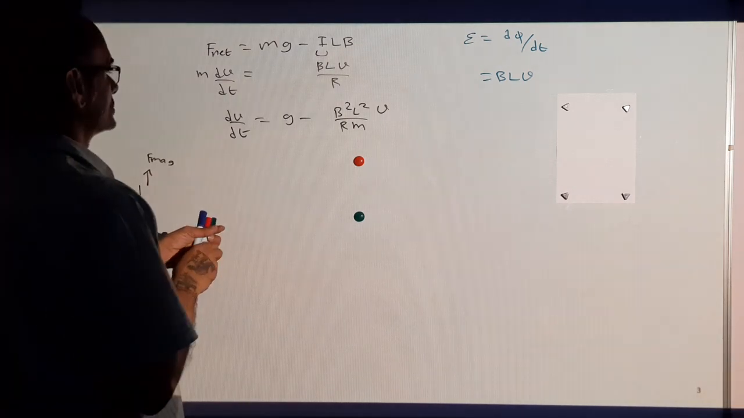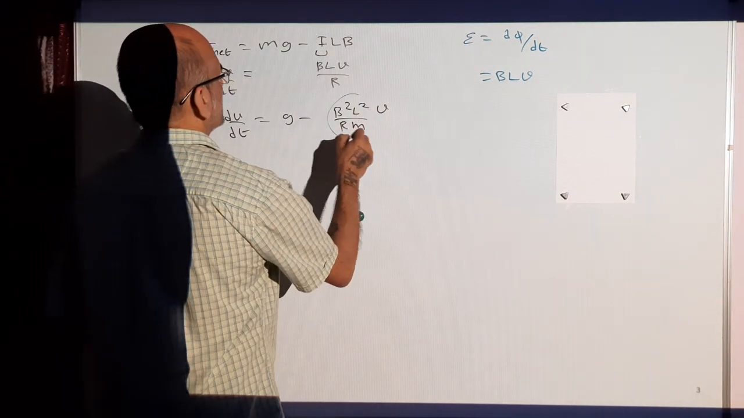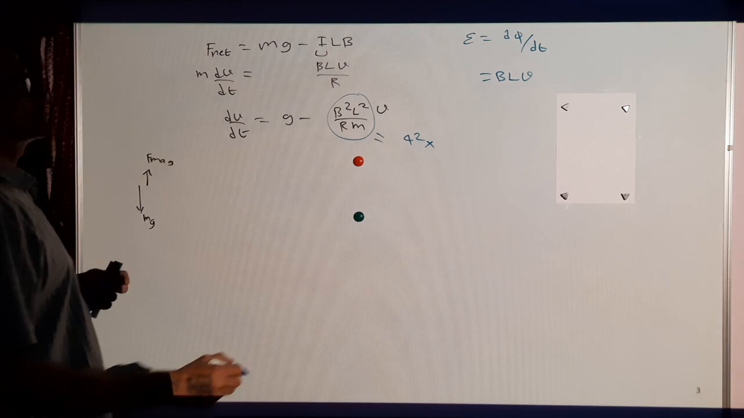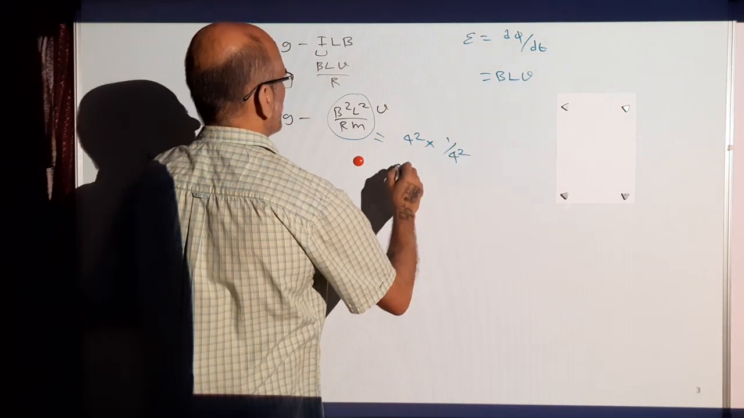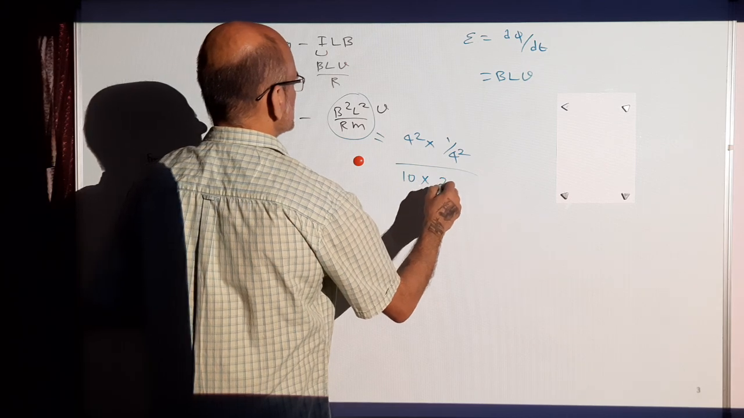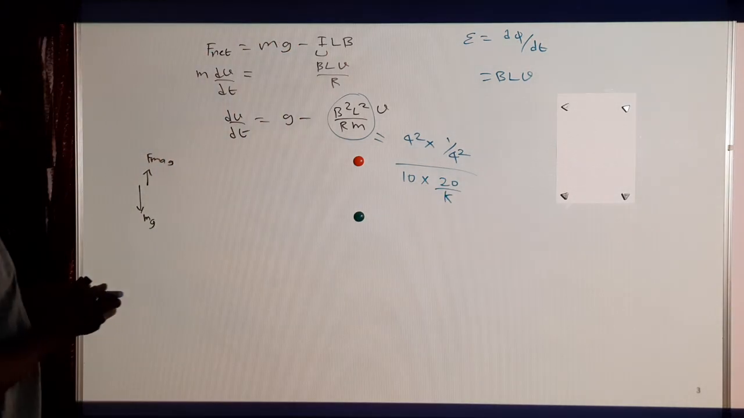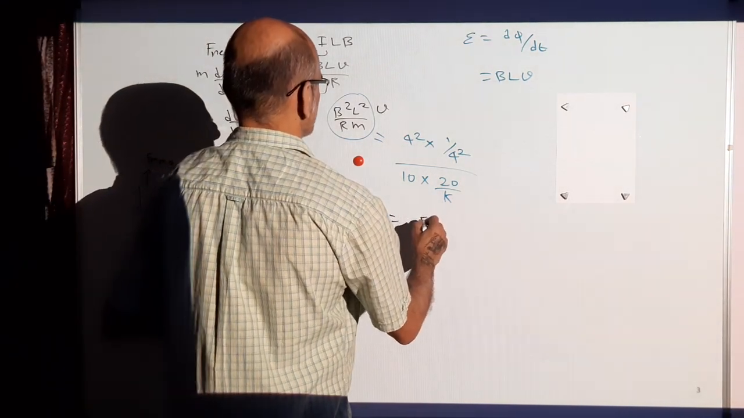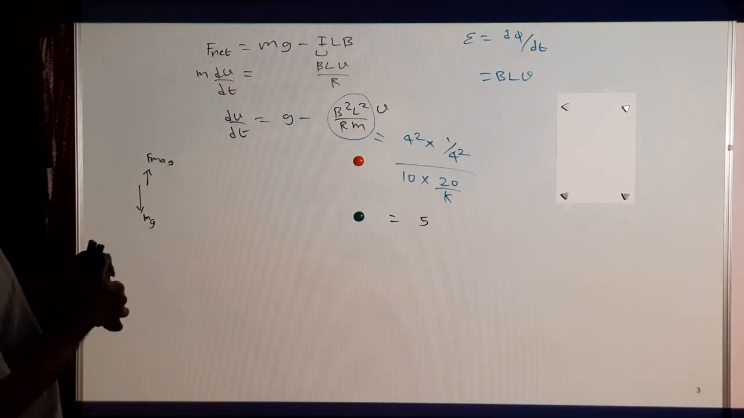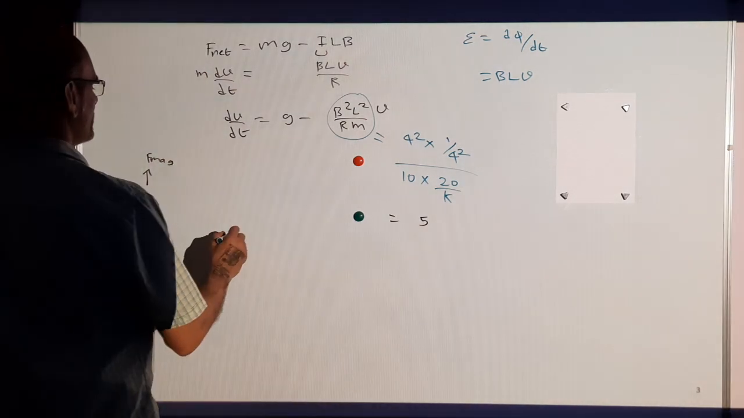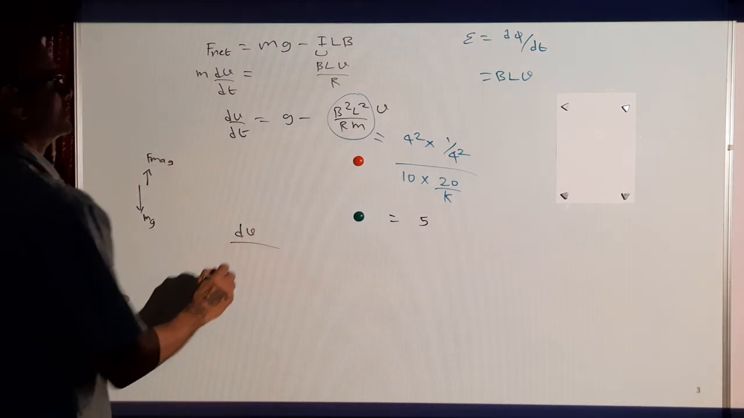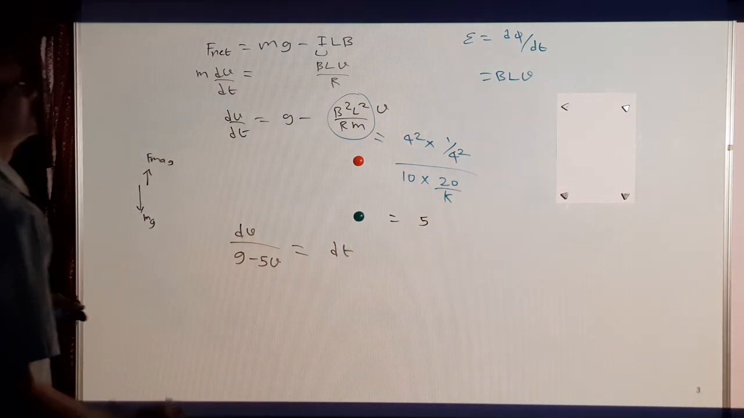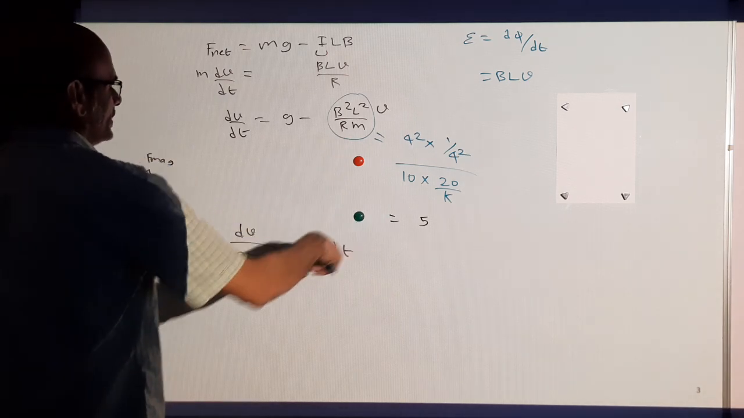Now, using the given values of B, L, R and M, B square is 4 square, length is 25 centimeter, which is 1/4 of a meter, so 1 by 4 square is L square, and R is 10 ohms, and mass is 20 grams, which is 20 by 1000 kilograms. So this is 1000 by 200, which is 5. From this I'll get dV by g minus 5V equal to dt.